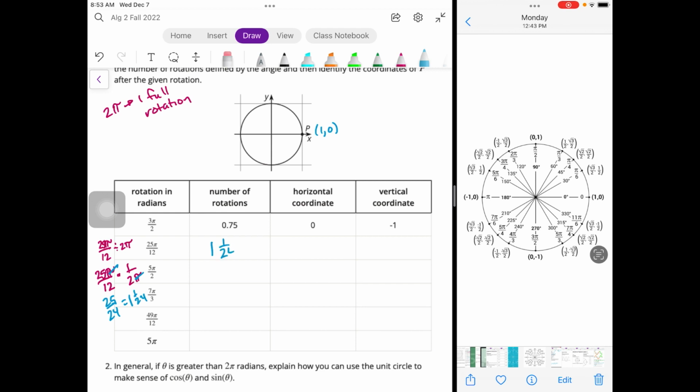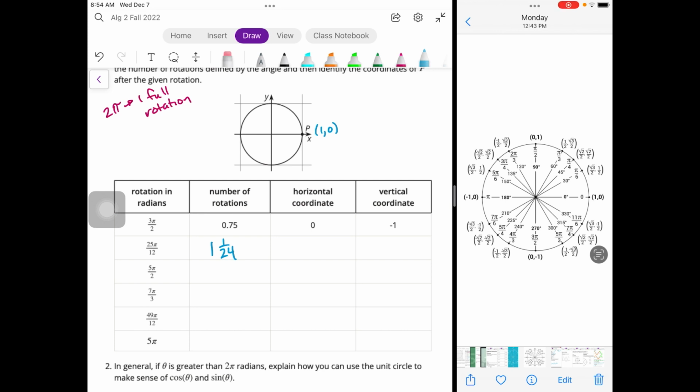You can just divide whatever your angle measure is by 2 pi to get the number of rotations, because you're dividing by 1 full rotation. All right, I am going to get rid of that just because it messes up some of the other stuff.